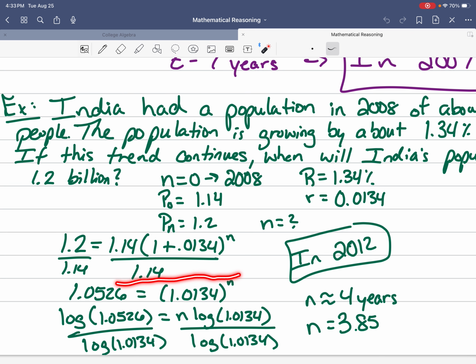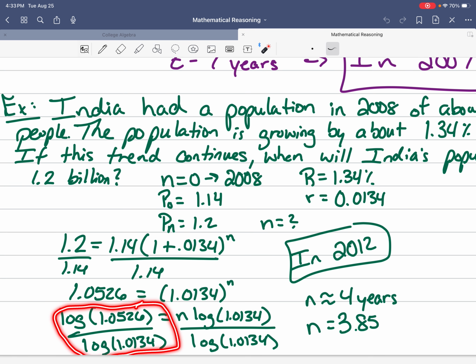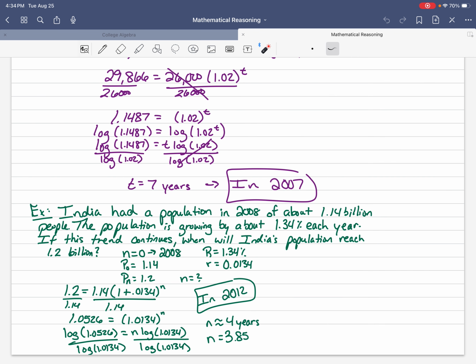As we've been doing, we want to bring this n down, so we're going to take the log of both sides and drop the n down in front. So this gives us log 1.0526 equals n log 1.0134. We want to solve for n, so you divide by log 1.0134 on both sides. You throw this monstrosity into your calculator. You're going to get n is 3.85. We don't really have 3.85 years, so we're going to go ahead and round it to the nearest whole number, which is in 4 years. Again, it wants to know when. So it's not saying in 4 years, it's what year is that. Well, 2008 plus 4 would say that it happens in 2012.